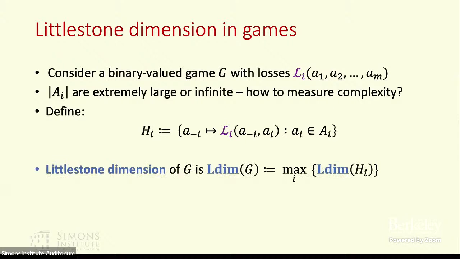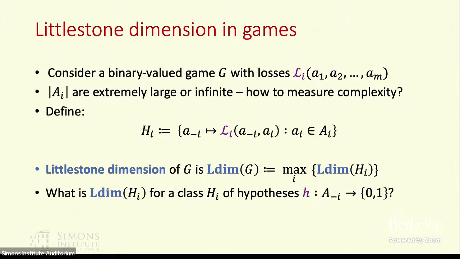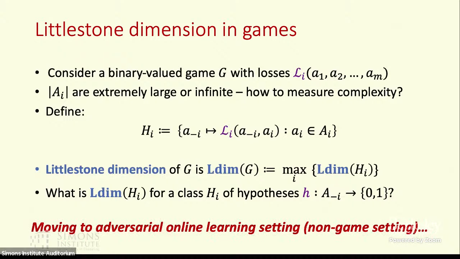Now we define the Littlestone dimension of a game to be the maximum of the Littlestone dimension of any of these hypothesis classes Hi. But of course, I haven't told you what the Littlestone dimension of a hypothesis class is. So in general, for a class Hi of hypotheses mapping from the space of joint actions of other agents to 0, 1, there's a corresponding complexity measure known as Littlestone dimension. And to define what this is, I'm now going to move away from the game setting to the setting of adversarial online learning. So there's a little bit of a context switch here. We're now going to be talking about the adversarial setting.